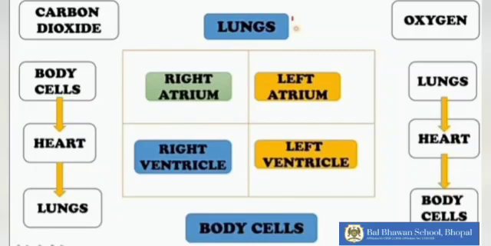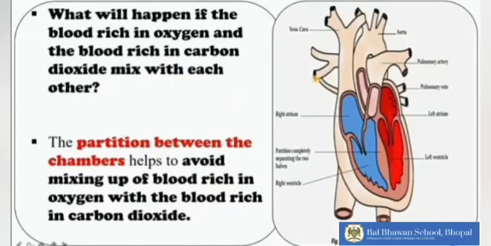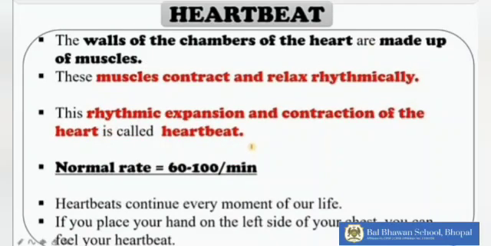Okay, now there might be a question in your mind right now, that can this oxygenated blood and deoxygenated blood mix? If they mix, what will happen? So children, remember, the oxygenated blood and deoxygenated blood never mixes, because there is a partition between the chambers, and this partition is called as valve. Hope you have understood. Now let's talk about our heartbeat.